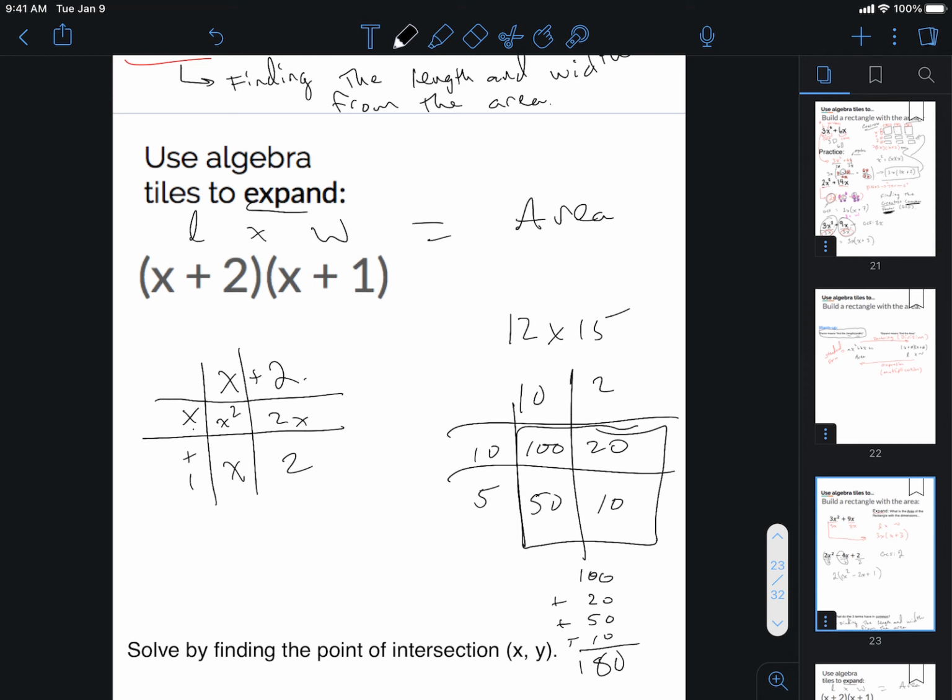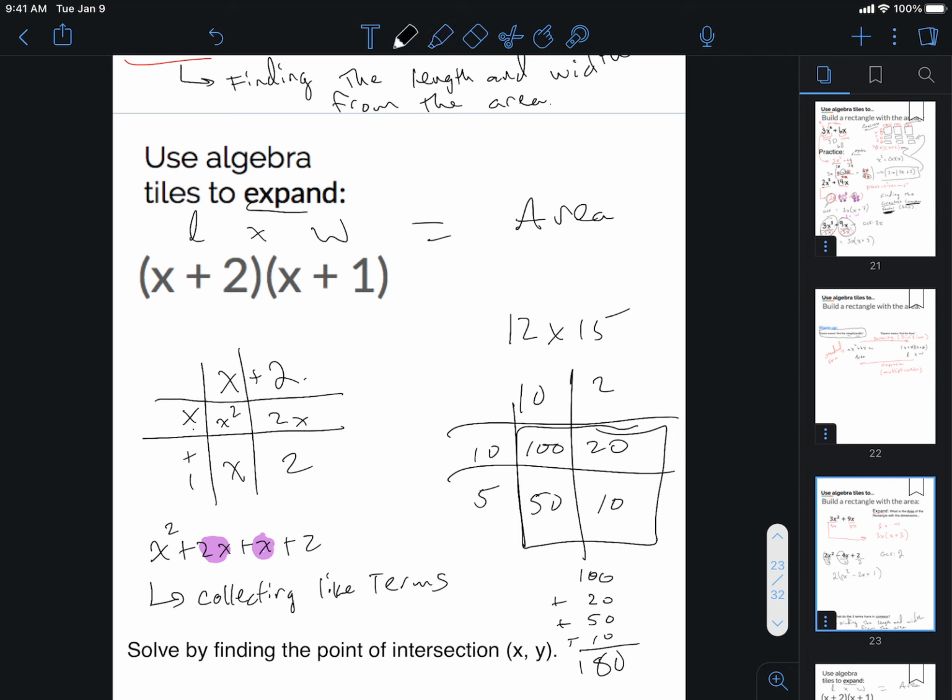You do the exact same thing here. X squared plus 2x plus x plus 2. This is what we call, and you already know how to do this, collecting like terms. Okay, I can't leave it like this because I see that there are 2 things here that I can add together.